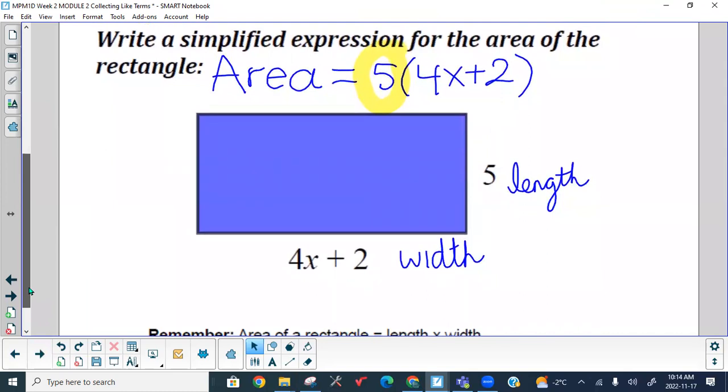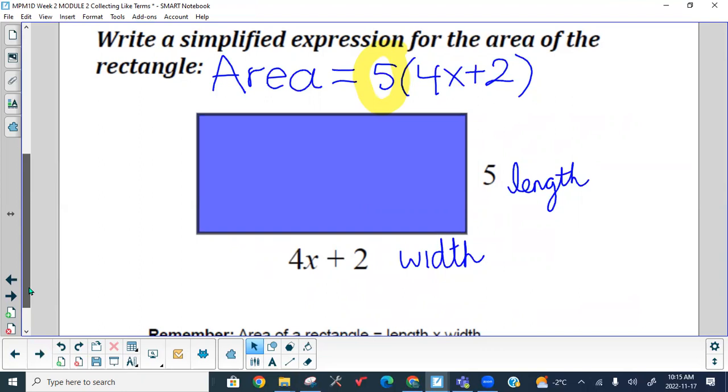So I have a rectangle. I have 5 being my length, and 4x plus 2 is represented by my width. How do I find the area of a rectangular object? Yes? That is, no, I think you're talking about triangles. Anyone else? Yep. Length times width.